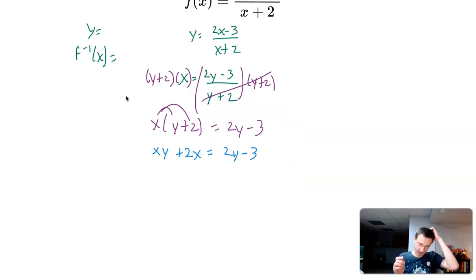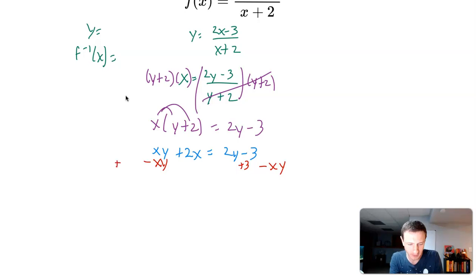Now from here, it's kind of like, well, where do we go from here? We want to get the y's all on one side and everything else on the other. So I'm going to do two steps here. I'm going to subtract xy from both sides, and then I'm also going to add 3 to both sides. So I have 2x plus 3 equals 2y minus xy on that side.